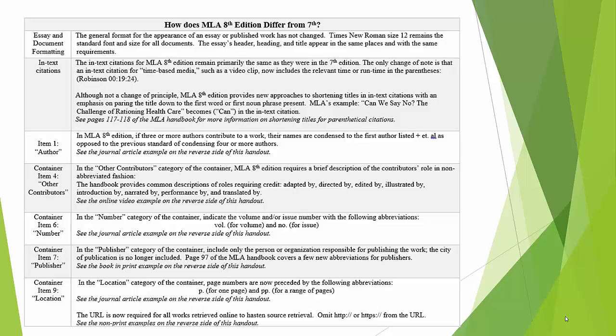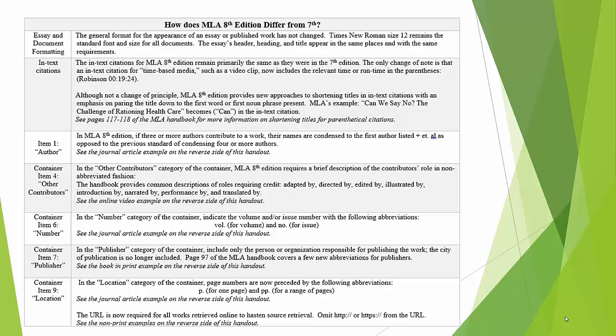Now, not a change of principle, but if you're interested in learning a little bit more about shortening titles when they go into in-text citations, they're starting to pare them down really, really narrowly. In fact, their example here is a title, Can We Say No? The Challenge of Rationing Healthcare. They recommend shortening to Can. So they're going down to one word or a noun phrase. And I'm sure that's just for space-saving purposes. You would only need to add more if you needed to distinguish it from something else. So that's the only difference in terms of in-text citation that's really a major change.